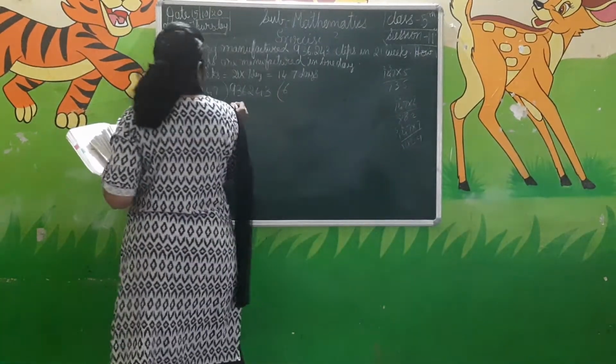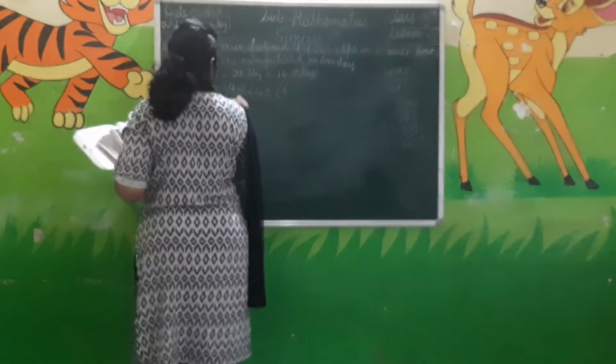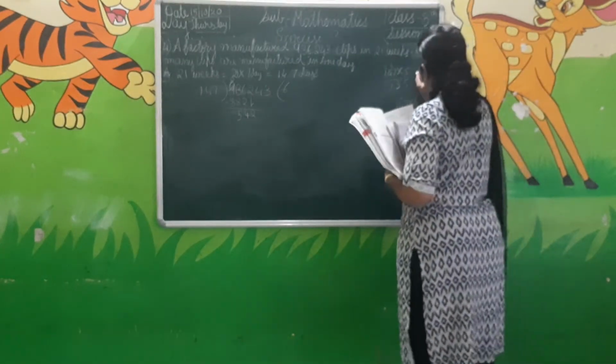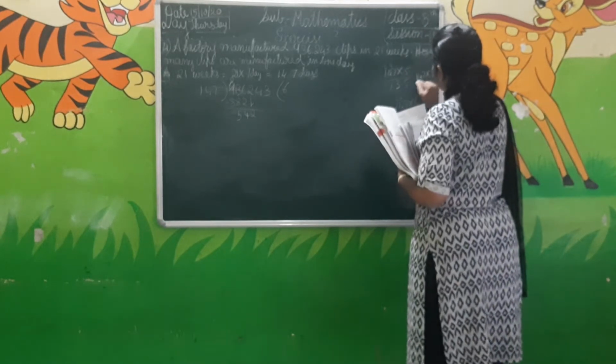So we have to take it as 147 into 6. 147 into 6 is how much? 882, and it will be subtracted. 6 minus 2 is 4. In 3 you can't deduct 8, so you have to borrow 1 here. It will become 13. 13 minus 8 is 5. Here the 8 will be left. 8 minus 8 is 0 itself. Now you have to take the 2 down here. It will become 542. So we go for 147 into 3. 147 into 3. 3 sevens.